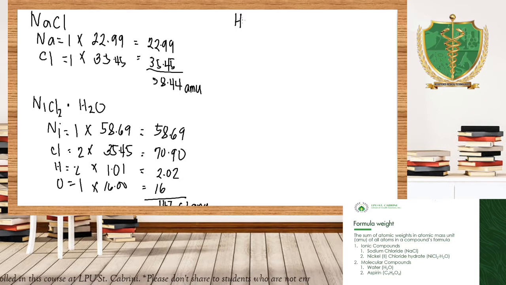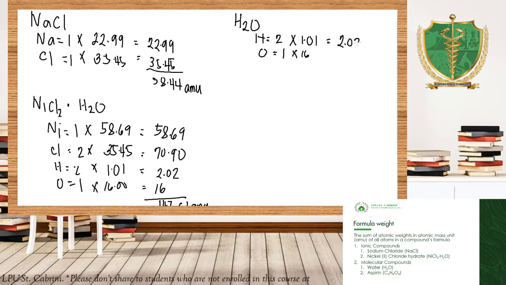The chemical formula of water is H2O. So hydrogen is 2, oxygen is 1. Hydrogen 1.01, oxygen 16. So 1.01 times 2 is 2.02, and oxygen is 16 times 1 equals 16. 16 plus 2.02 is 18.02 AMU.